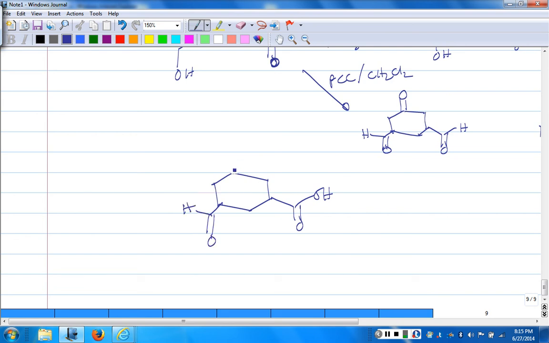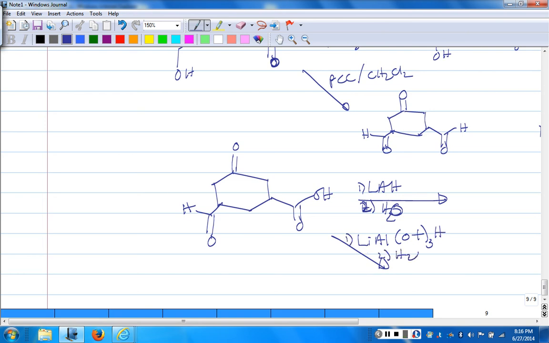Right? What if I gave you this compound? And I say, what would happen if I treat that compound with LAH followed by water, or if I treat this compound with lithium aluminum tris-t-butoxyhydride followed by water, as distinct from using sodium borohydride in water. What would I get?